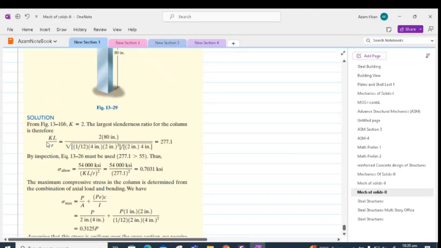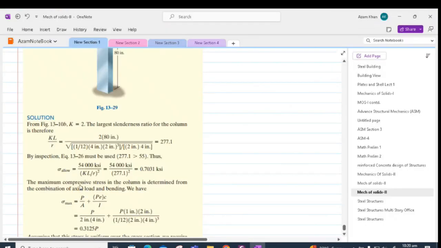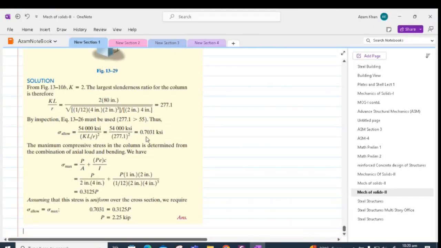For these equations, we first have to work out the slenderness ratio, which comes out to be 277.1. Now, 277.1 is greater than 55, therefore we can use equation 13-26 to get our allowable stress. So allowable stress is 54,000/(KL/r) whole squared. Plugging in the values, we get 0.7031 ksi.